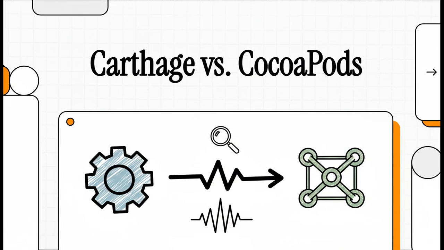All right, let's dive into two of the biggest names in iOS dependency management, Carthage and CocoaPods. But look, this isn't going to be just another "which tool is better" video. We're going way deeper. We're going to explore the totally different philosophies that drive these tools and what that means for you as a developer.